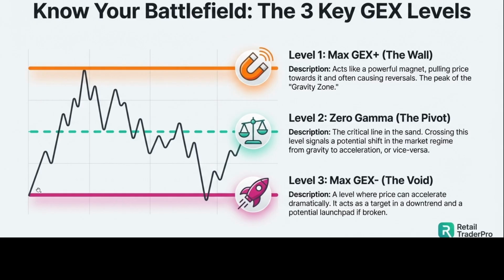I'm speaking about this level. This level is so important. And from zero gamma to the max negative level, GEX negative levels, this is the zone where you can estimate high volatility. And from the zero gamma to max positive gamma, there will be less volatility.